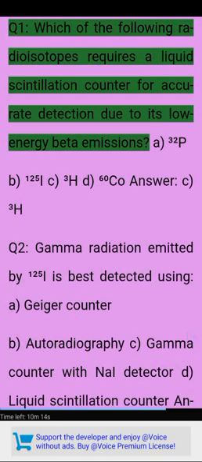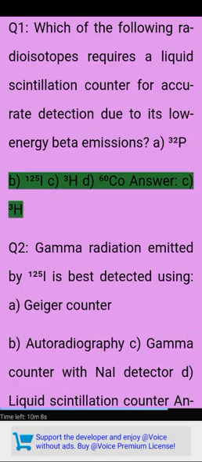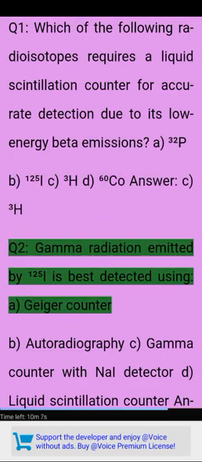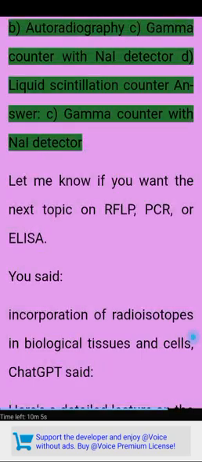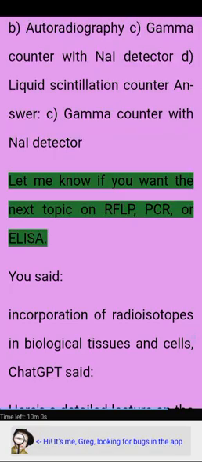Practice MCQs. Q1. Which of the following radioisotopes requires a liquid scintillation counter for accurate detection due to its low energy beta emissions? A. ³²P, B. ¹²⁵I, C. ³H, D. ⁶⁰Co. Answer: C, ³H. Q2. Gamma radiation emitted by ¹²⁵I is best detected using A. a Geiger counter, B. autoradiography, C. a gamma counter with NaI detector, D. a liquid scintillation counter. Answer: C, gamma counter with NaI detector.